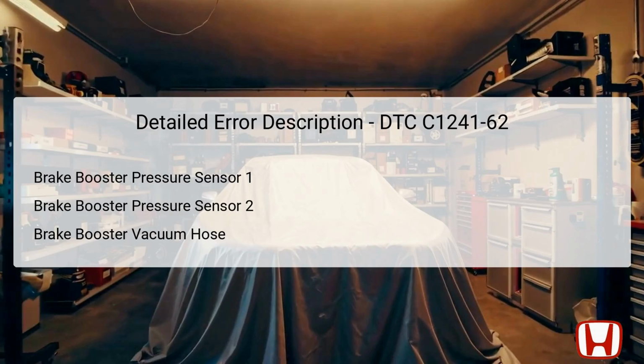The brake booster pressure sensors play an integral role in determining the vacuum needed for the braking system. Brake booster pressure sensor 1 and sensor 2 are located in the brake booster assembly, which is typically found near the master cylinder within the engine compartment. These sensors measure the pressure changes within the brake booster and relay their readings to the electric vacuum pump control unit. The reported values are essential for assessing the vacuum level.